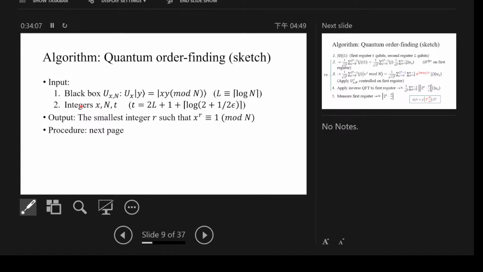Okay. So here is a sketch of our order finding algorithm. We'll have our black box unitary. U of x actually also depends on n, so that's right here. So U sub x,n, and this black box will do this multiplication: U_x,n on y equals xy mod n, with l equal to log n.